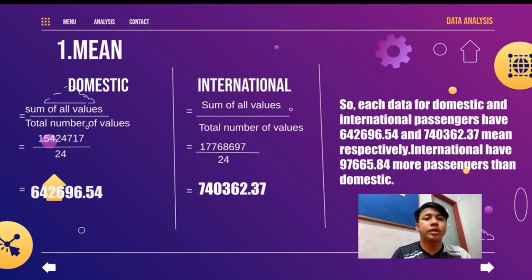I will explain part 2, which is calculate and compare measure of center location in each dataset. The mean for domestic is 642,696.54 and for the international mean is 740,362.37. So each data for domestic and international passenger have 642,696.54 and 740,362.37 means respectively. International have 97,665.84 more passengers than domestic.